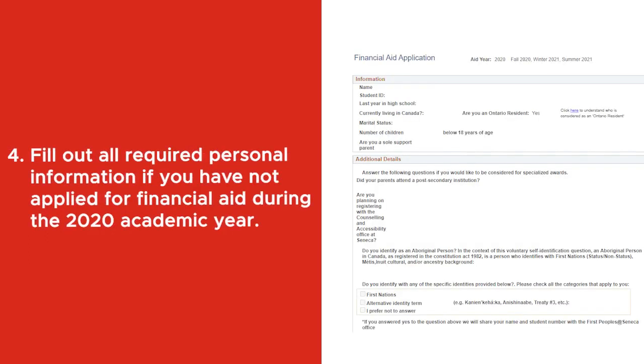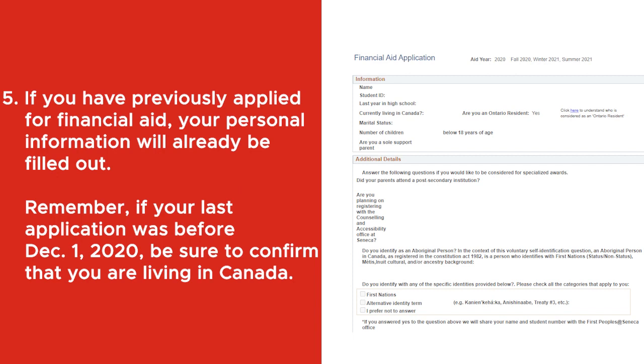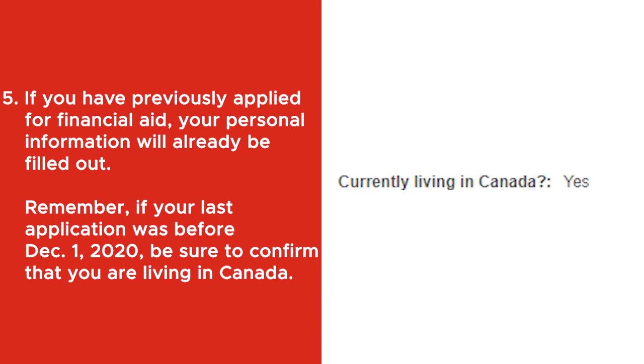Fill out all required personal information if you have not applied for financial aid during the 2020 academic year. If you have previously applied for financial aid, your personal information will already be filled out. Remember, if your last application was before December 1st, 2020, be sure to confirm that you are living in Canada.